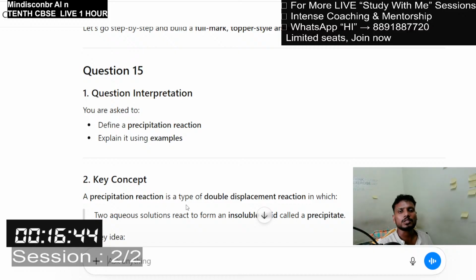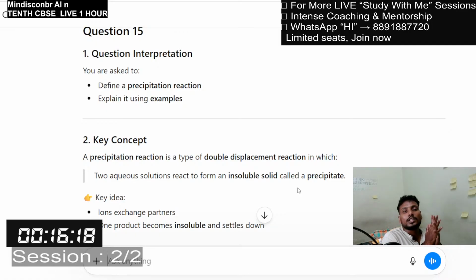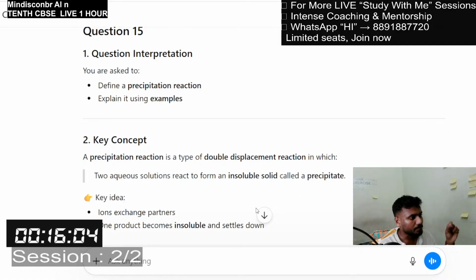What is a precipitation reaction? A precipitation reaction is a reaction in which a precipitate is formed. What is a precipitate? A precipitate is an insoluble substance. A precipitation reaction is a type of double displacement reaction in which two aqueous solutions react to form an insoluble solid called a precipitate. Because a precipitate is formed, we call that reaction a precipitation reaction.